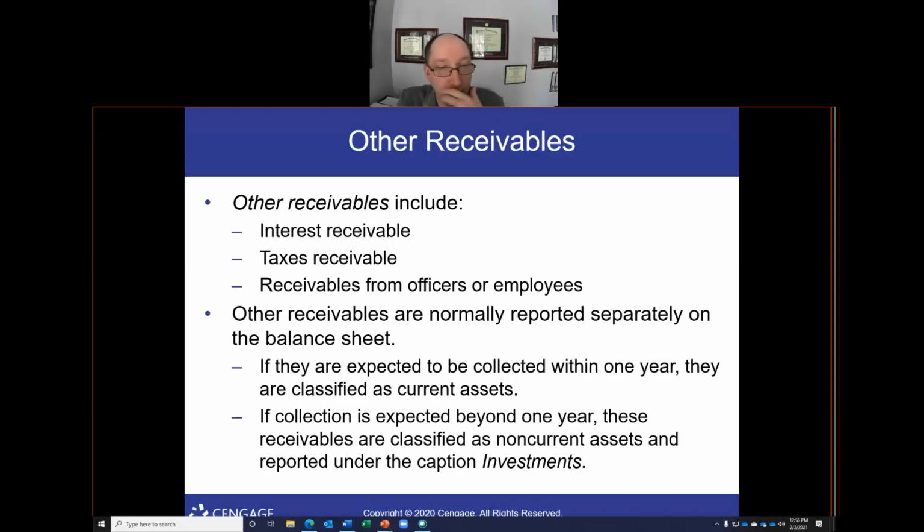Another example, taxes receivable. I expect to collect sales tax from my customers that have not yet paid the sales tax. That would create a taxes receivable. Or another example would be, I overpaid my taxes this past year. I expect a tax refund from the IRS. That also creates a tax receivable.